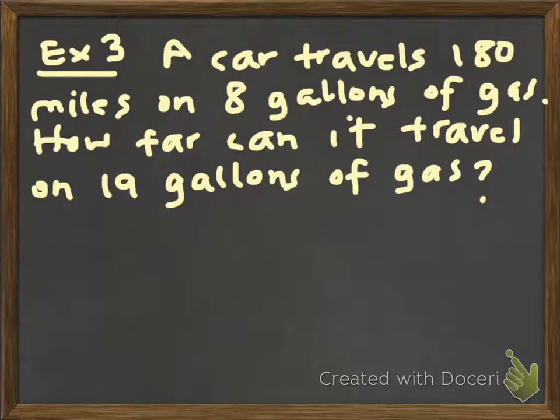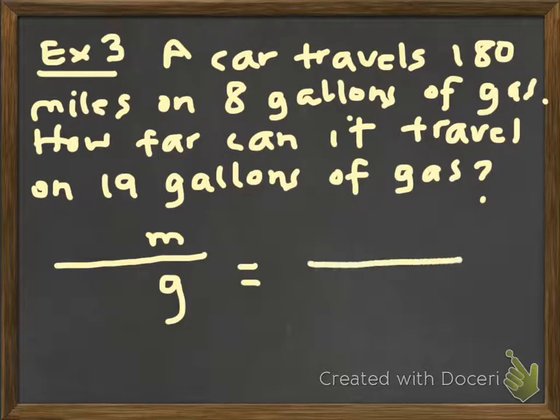Okay, example 3. A car travels 180 miles on 8 gallons of gas. How far can it travel on 19 gallons of gas? So when you solve word problem proportions, you keep them in the same order. So it's miles over gallons equals, and on the other side, the other fraction will also be miles over gallons.